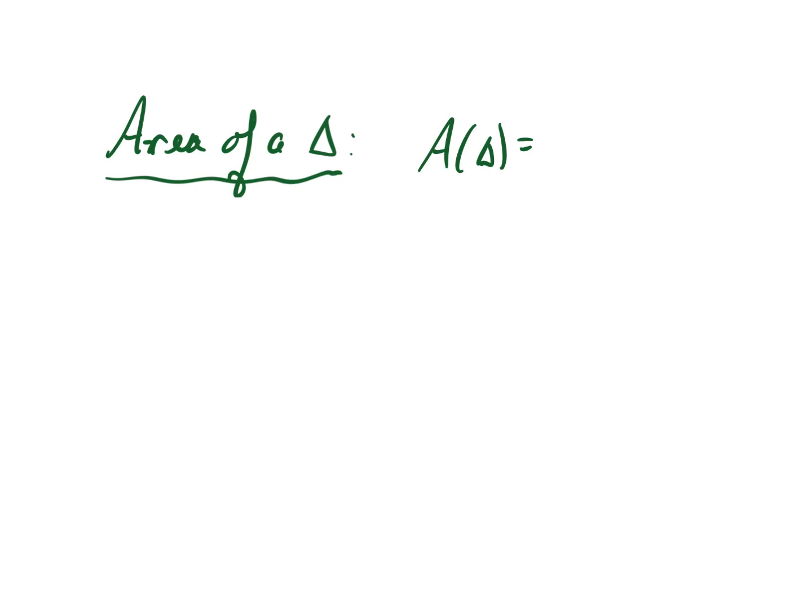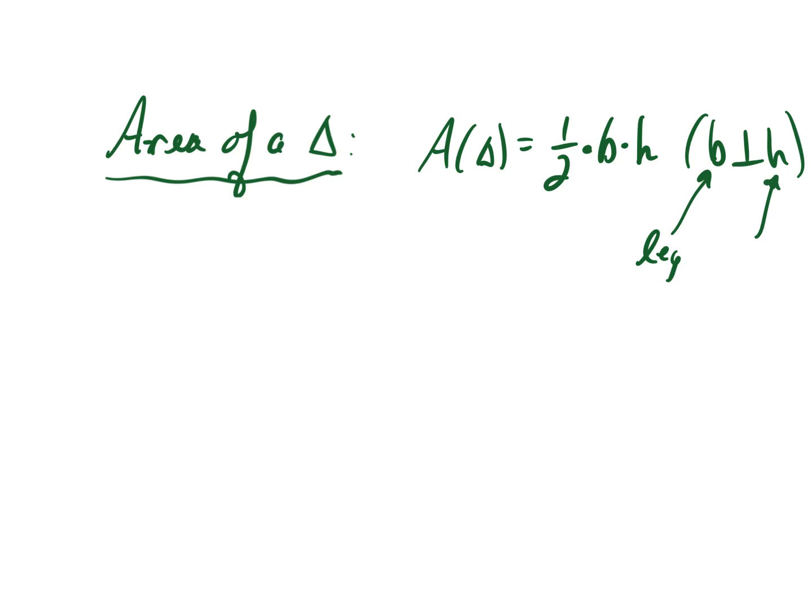Okay, and to find the area of a triangle, the formula that you learned in elementary school, probably 5th grade, I believe it was, is that the area of a triangle is equal to 1/2 times the base times the height. 1/2 times base times height, with the condition that the base and the height have to be perpendicular to each other. All right, they have to be perpendicular to each other. So if we have a right triangle, that means the base is one of the legs and the height is the other leg. Okay, so keep that in mind.